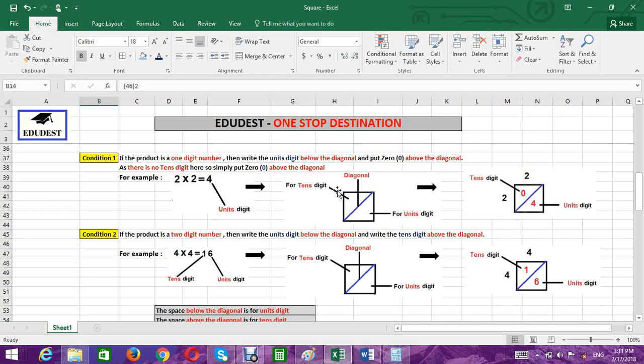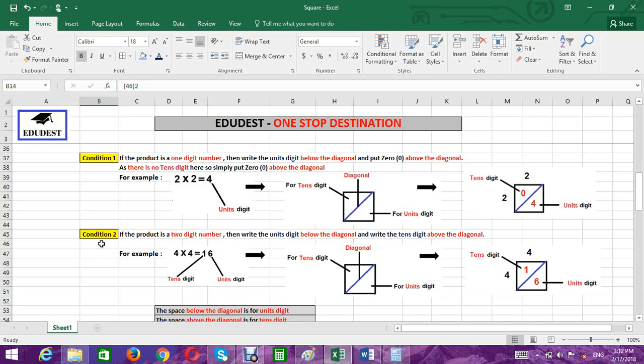Here you can see when 2 gets multiplied by 2, we get the product 4, which is a one-digit number, and here the 4 stands for the unit digit. So according to condition 1, if the product is a one-digit number, then that unit digit will be written below the diagonal. As there is no tens digit in this case, we simply put 0 above the diagonal. Now come to condition 2.